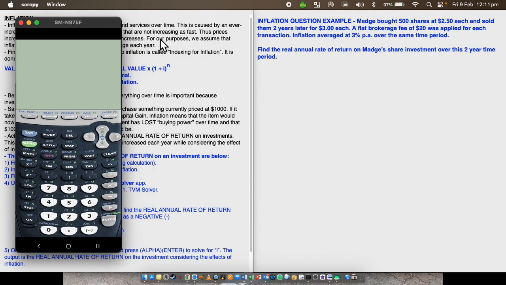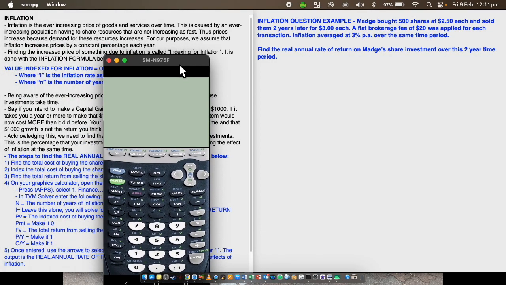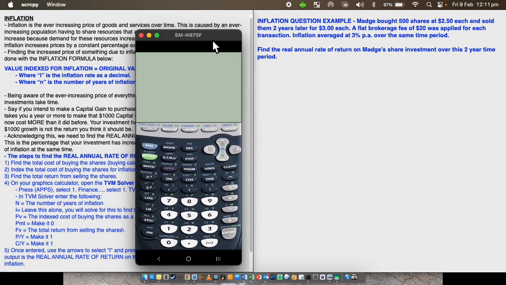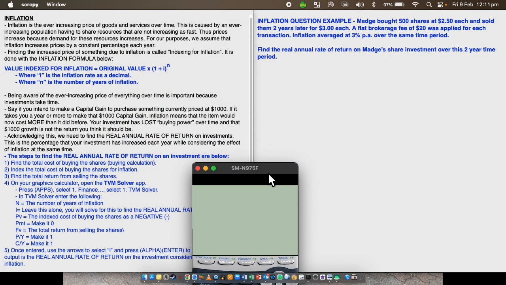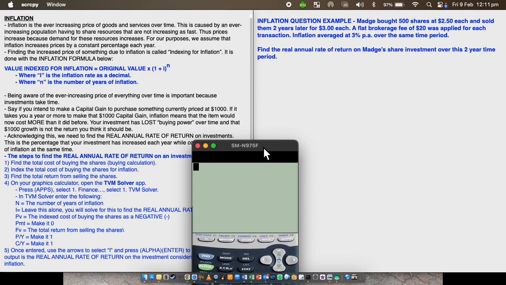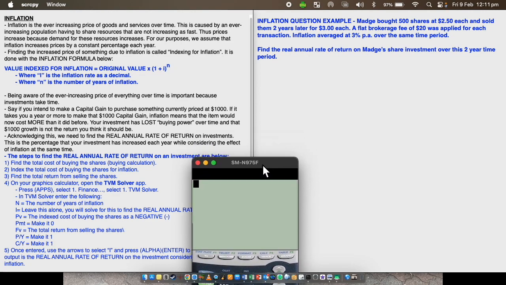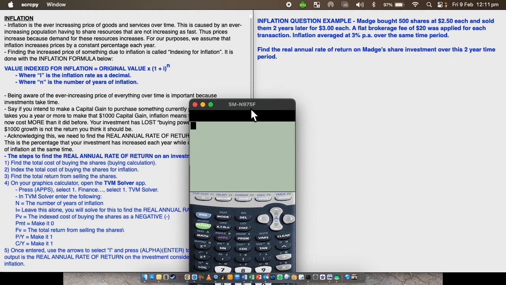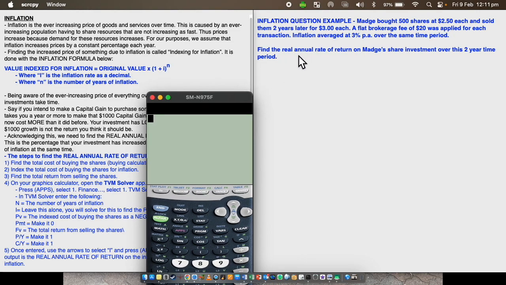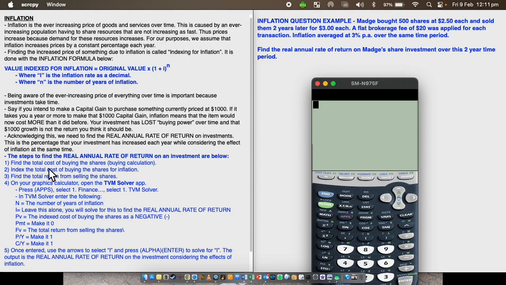All right, inflation question example. Madge bought 500 shares, $2.50 each, sold them 2 years later, $3 each. Flat brokerage of $20 applied for each transaction. Inflation averaged 3% over the same time period. In your practice test, all of the steps are stepped out, but you're probably going to be asked to just find the real annual rate of return. Does this set of instructions give you the steps to do that?